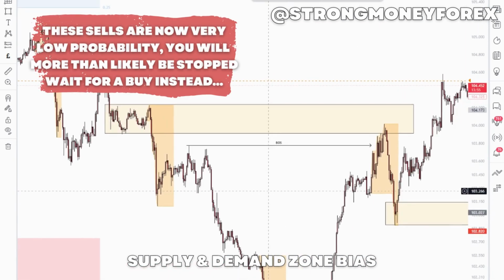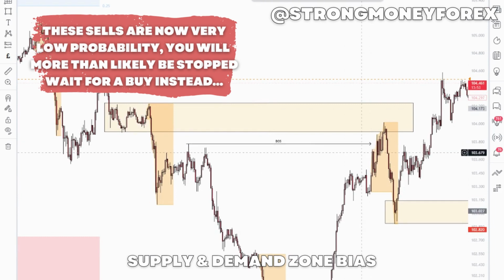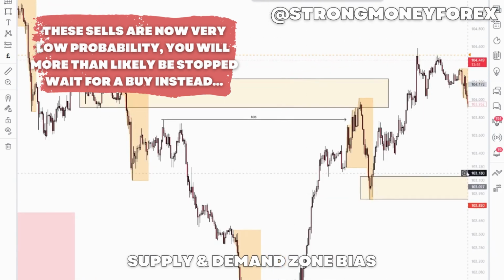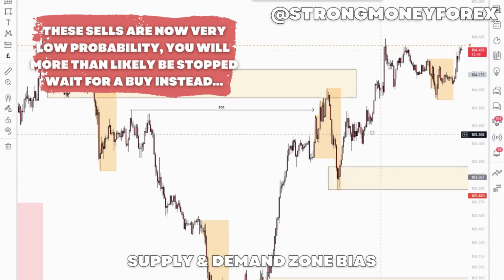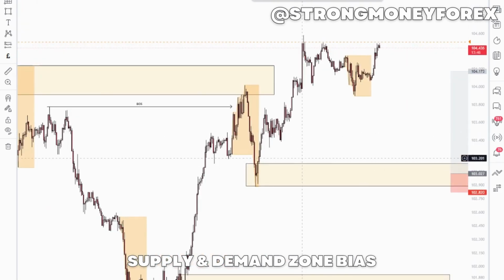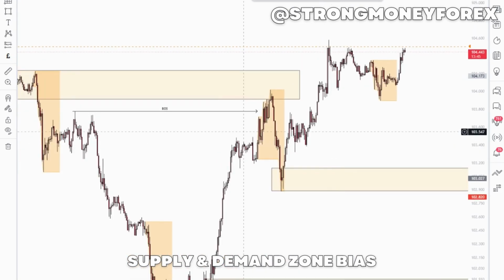So this is what will happen more often than not in these kind of intermediate supply zones that are in the middle of a range, after market structure is broken. Don't be constantly trying to sell and catch the reversal, because 9 times out of 10 you are going to be caught out. What is a better trade is to wait for a buy to position itself.